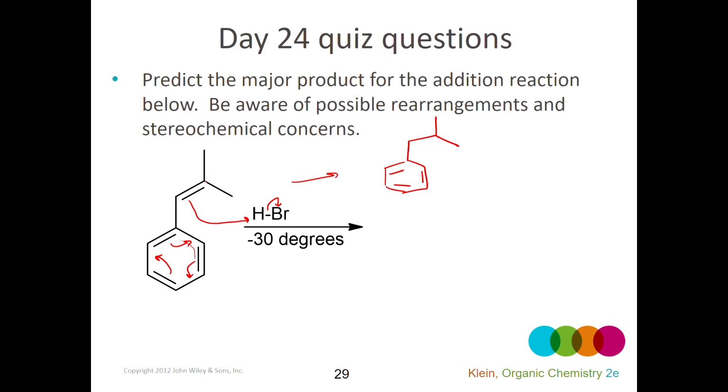So would the hydrogen add here or here? Well, this is an important example, because if I just memorize Markovnikov's rule, I'll get the wrong answer here. And that's the problem with rules versus understanding the mechanism.